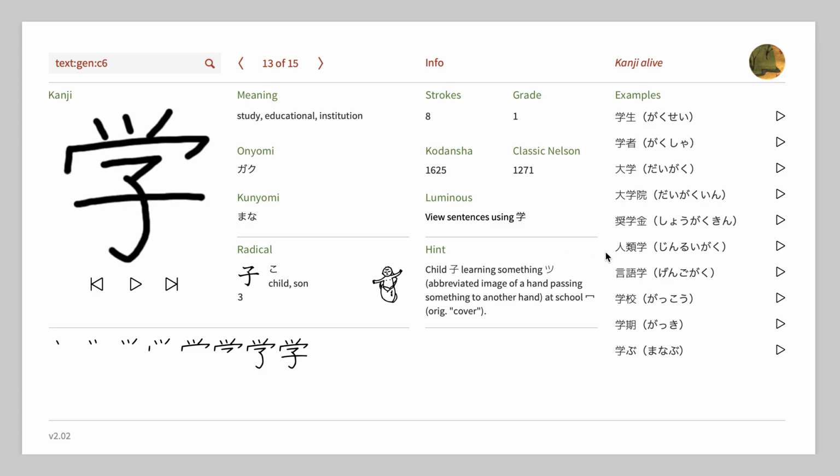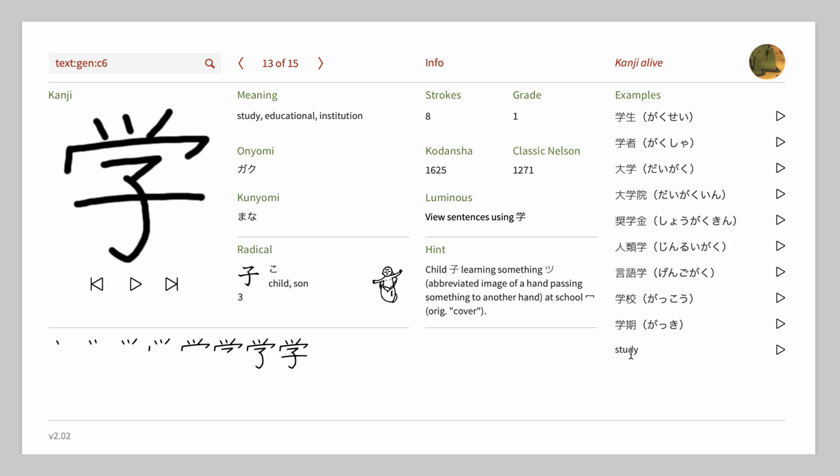jinrui-gaku, anthropology, literally the study of types of humans. Lots of academic fields have gaku as their final kanji. For example, also gengo gaku, which is the study of languages, or linguistics. Gakko is school. Gakki is a term or a semester. Manabu is a verb that means to learn.